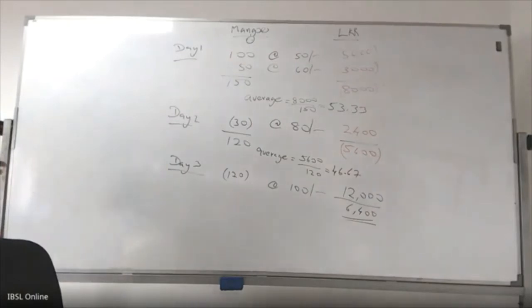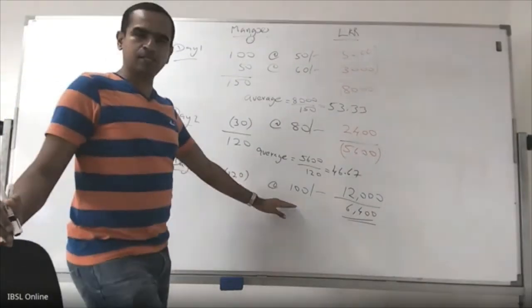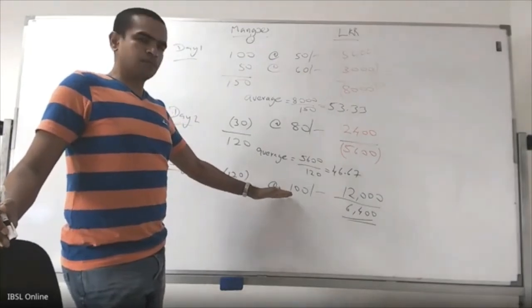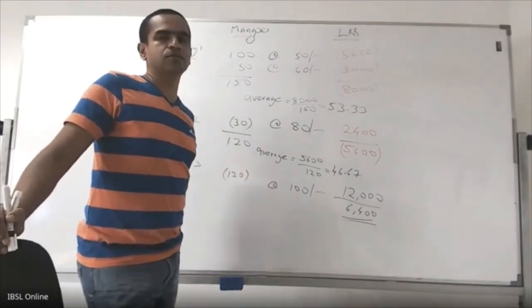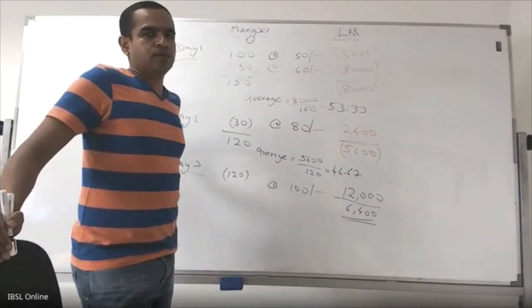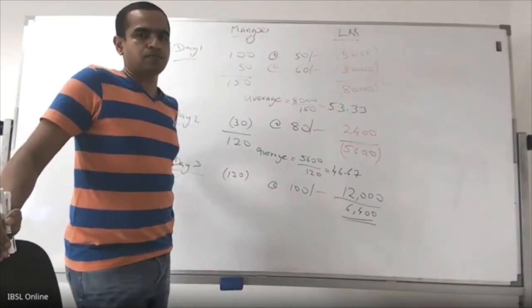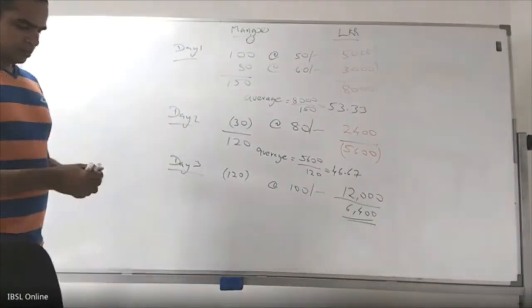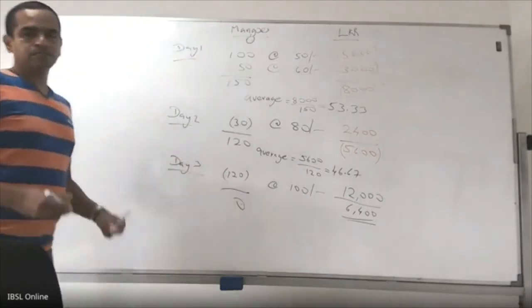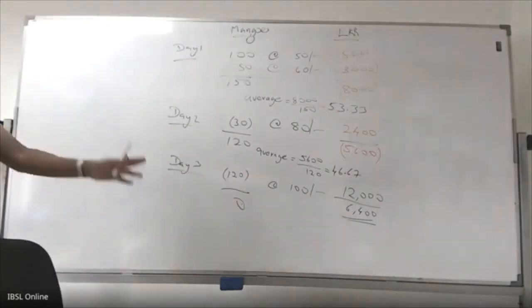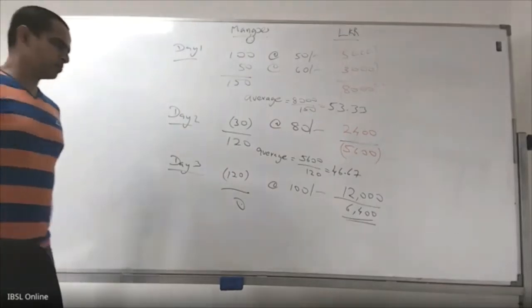So the next day, if either the closing price of the mango is 100 rupees, or if you sell all of your mangoes at 100 rupees, you will be left with a profit of 6,400 rupees. That is how we calculate. Understood? Clear? If this happens, finally you will be left with 0 mangoes, nothing at all. Everything sold out.